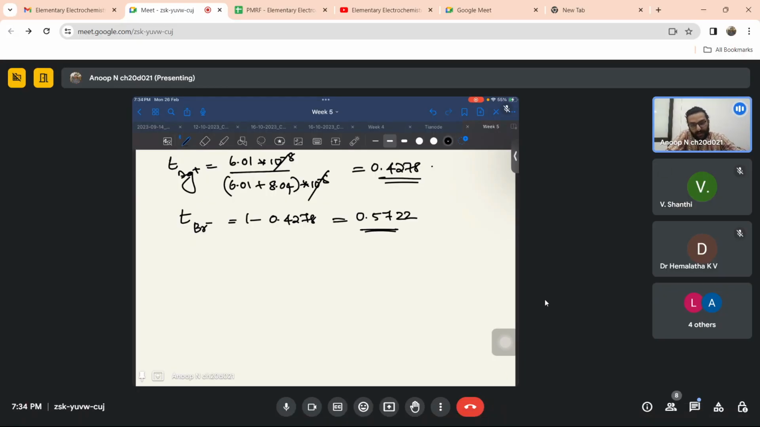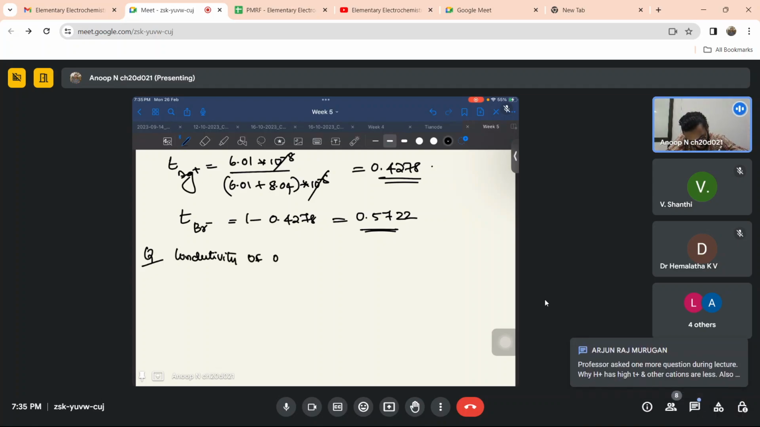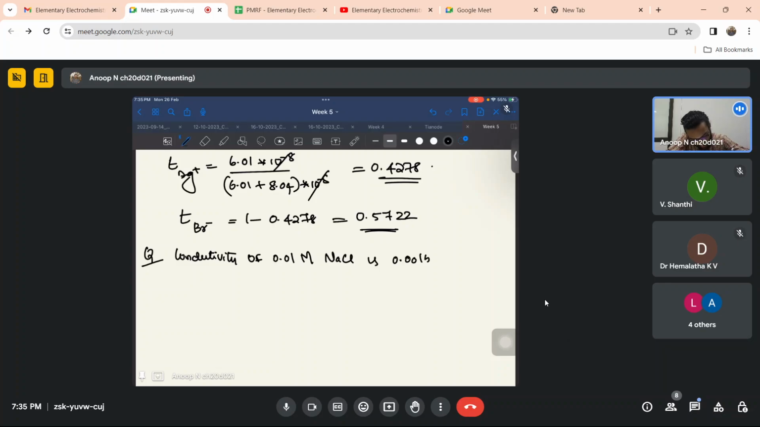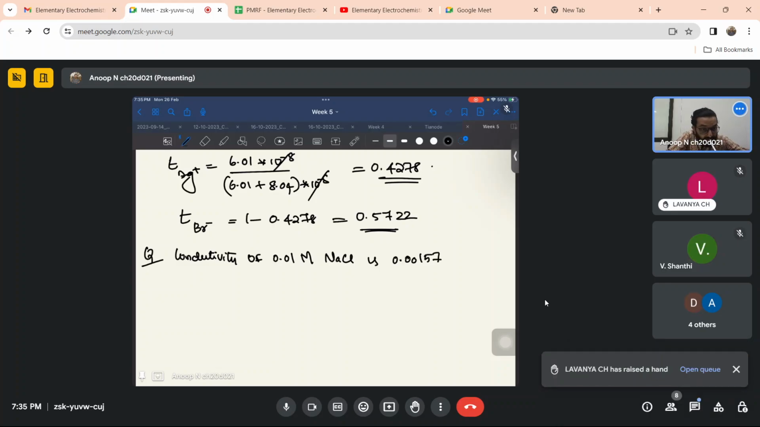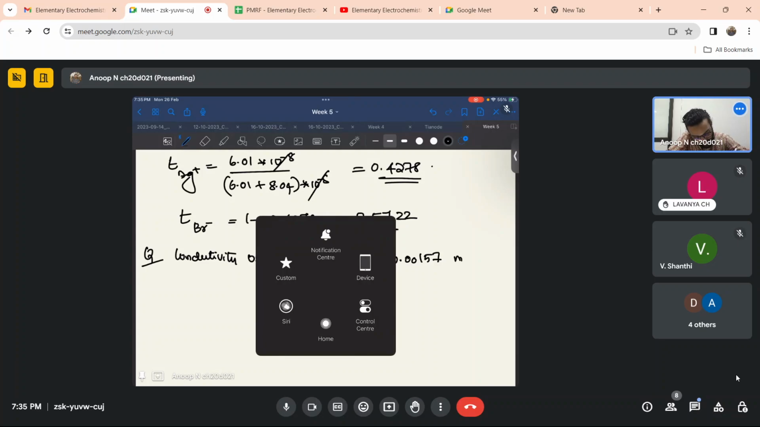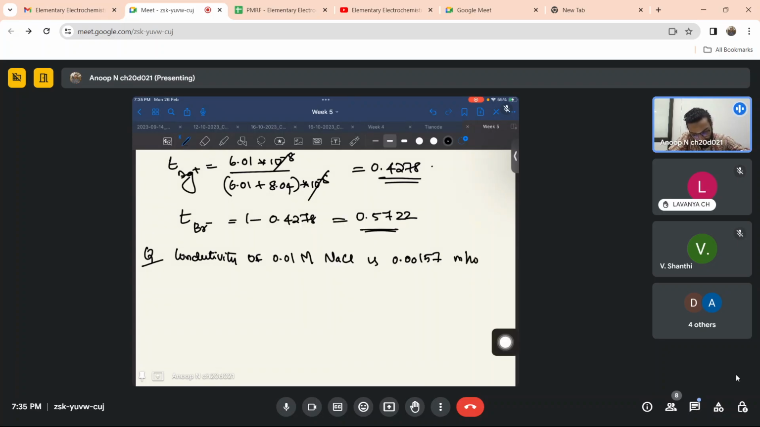So we'll stop with one more qualitative question. The conductivity of 0.01 molar NaCl is 0.00157 mho centimeter raised to minus 1. Yeah, Lavanya, you want to ask some question? Okay, no problem.